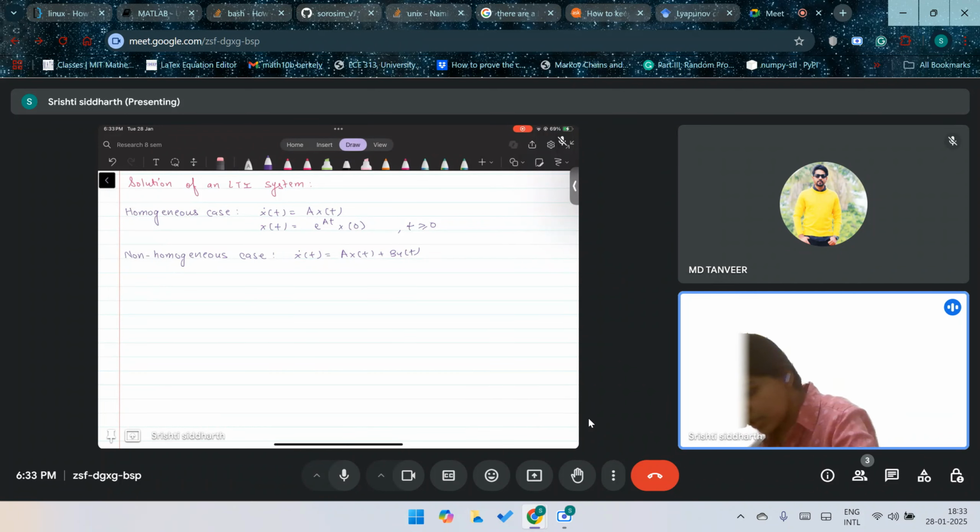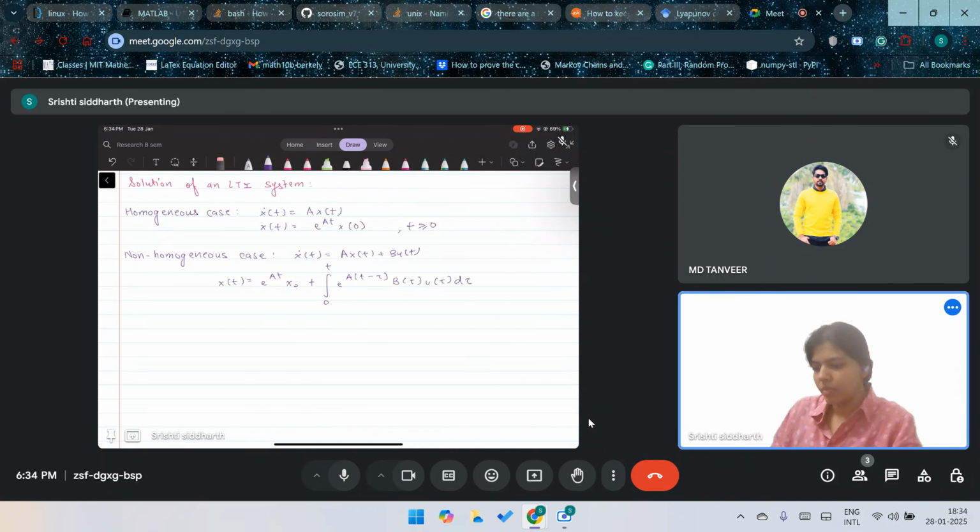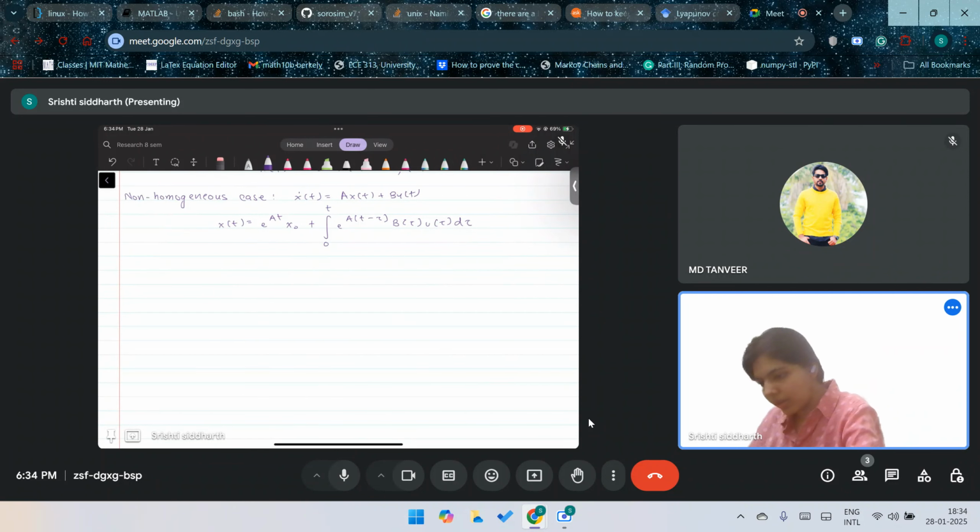All right. So in this case, the solution to this differential equation is x at any time t is e to the power At times x naught, plus the integral from 0 to t of e to the power A(t minus tau) B u(tau) d tau. So tau here is a dummy variable, and we have the initial time as 0. In case the initial time is some t naught, then this becomes x at t naught, and the integral runs from t naught to t. This remains the same.